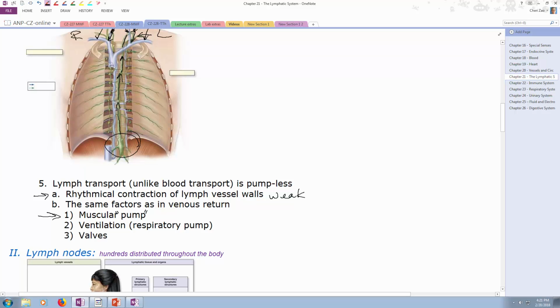We're talking about what muscles? Skeletal muscles playing here. And then ventilation, or the respiratory pump, we're talking about pressure changes in the thorax, helping lymph to get back into the venous side of the system. And then the big player for lymph is that they are just super rich with valves.